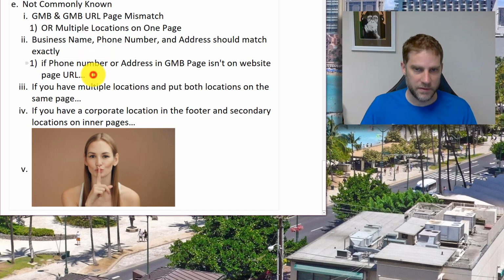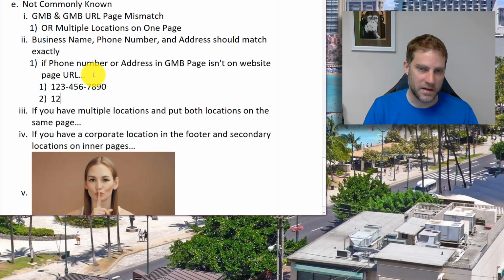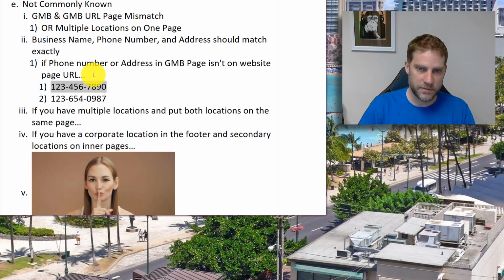If, for example, in your Google My Business page you have 1, 2, 3, 4, 5, 6, 7, 8, 9, 0, and then on your website you have 1, 2, 3, 6, 5, 4, 0, 9, 8, 7, okay, this is a good way to get your listing suspended. So this is in GMB, and this is on the page.